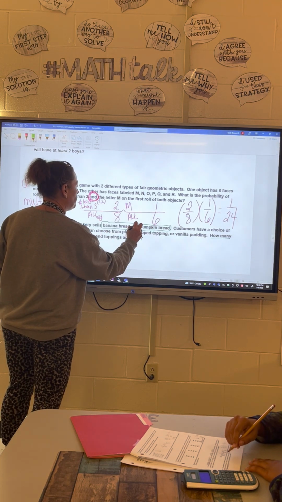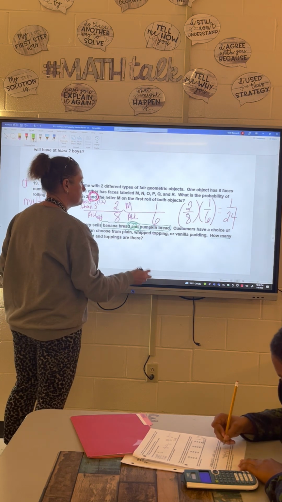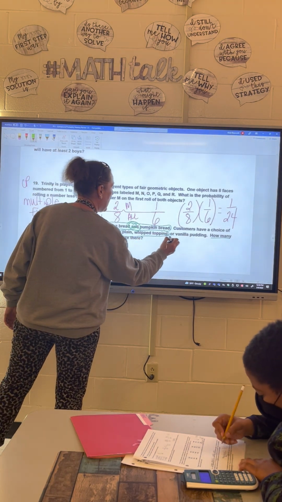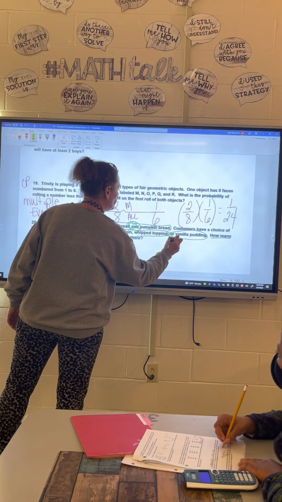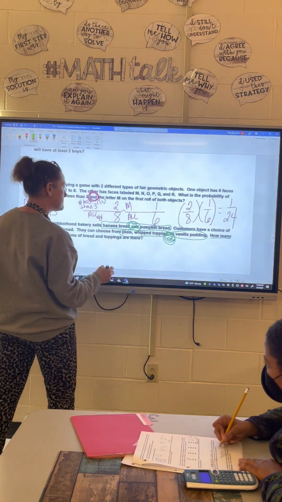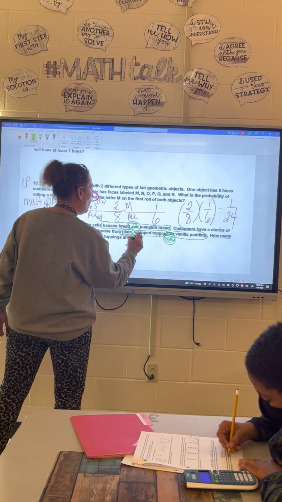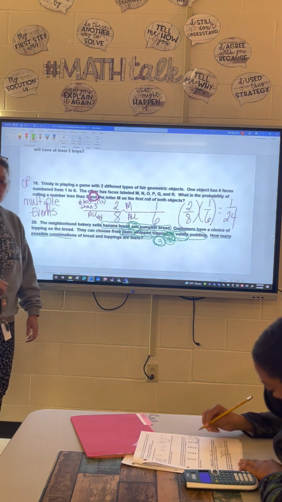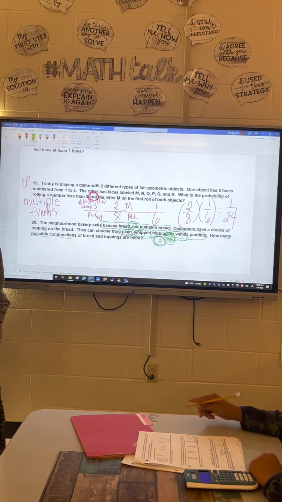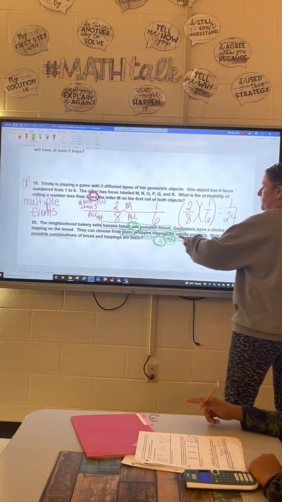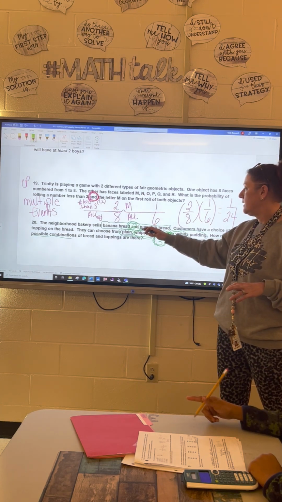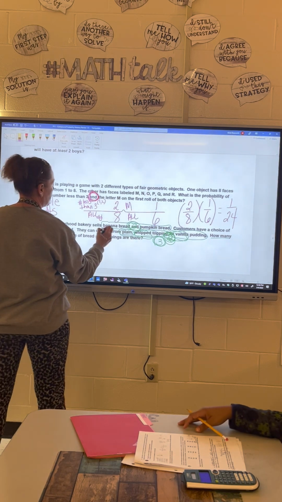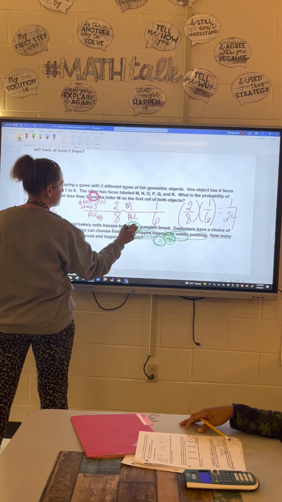Banana bread or pumpkin bread is 2. Plain or whipped, plain topping or vanilla pudding is 2. No, that's 3. Plain, whipped, or vanilla pudding, that's 3. You've got plain, whipped, or vanilla pudding, and you've got banana bread or pumpkin bread. Let me erase that and go back and do it one more time so you can see what I'm talking about.